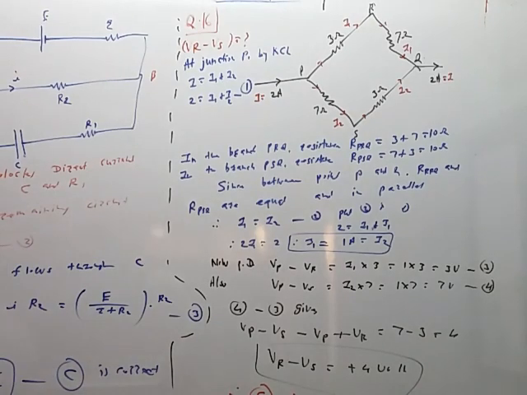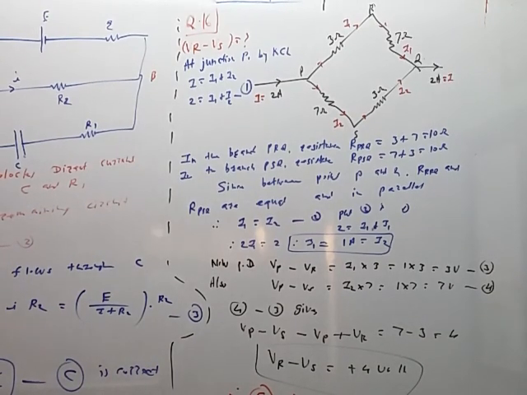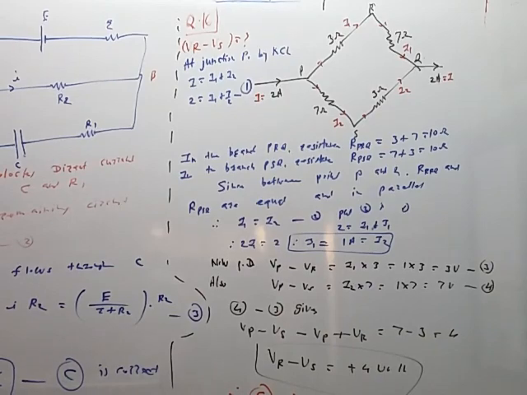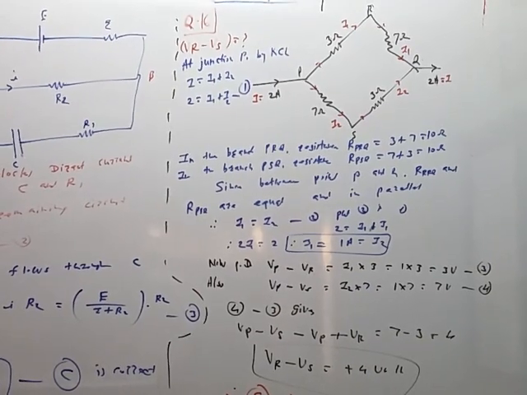They are not equipotential points. Therefore, answer is not D. Like this, these types of problems for unbalanced bridge can be given like this.